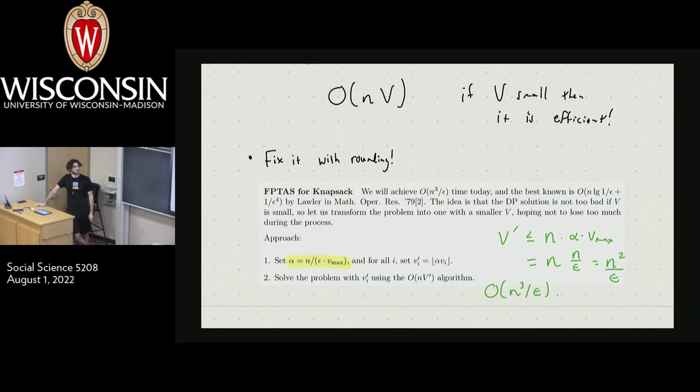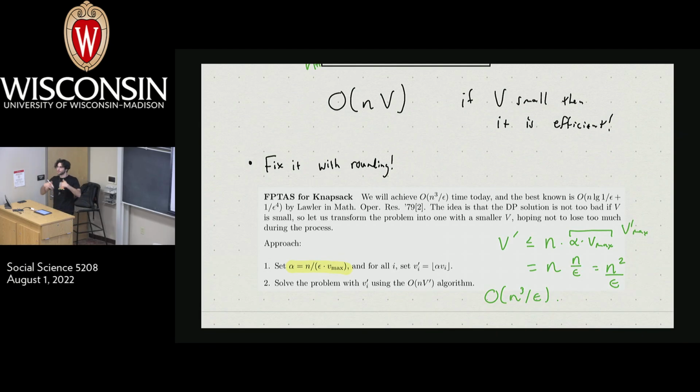So it's polynomial time. Any questions on why V prime is bounded in that way? The sum of rewards is at most n times the maximum reward. And then I'm just using the fact that we defined alpha based off of the maximum reward, and so it simplifies nicely. The V maxes cancel. So this whole thing is V prime max. Okay? So the critical idea is we're just rounding our numbers and then using the DP algorithm.